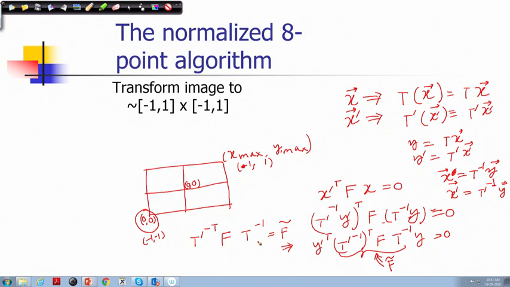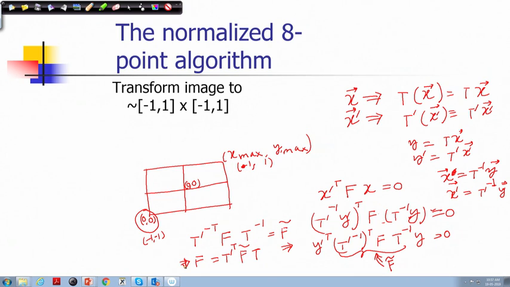Now we will multiply at both ends. Both ends we will multiply with T, so it becomes identity, and in this case it would be T prime transpose f tilde T, and that would be equal to f. So, this is how you can get back the original fundamental matrix. With this let me stop here.